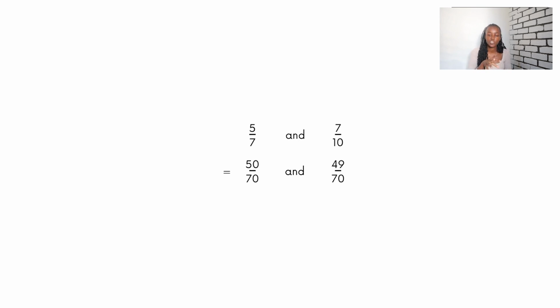Now, just based on the numerators, we can see which fraction is bigger. We can see that 50 out of 70 is larger than 49 out of 70, which means that 5 out of 7 is bigger than 7 out of 10. That's what the long method is, and it gave us the exact same answer as the short method did.